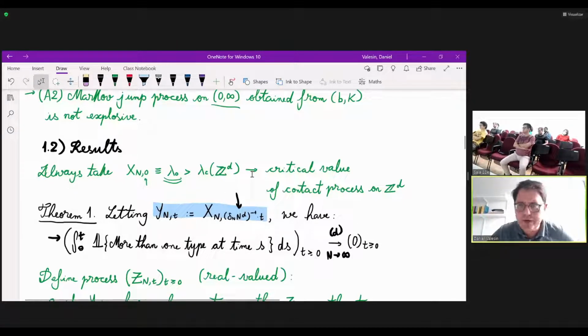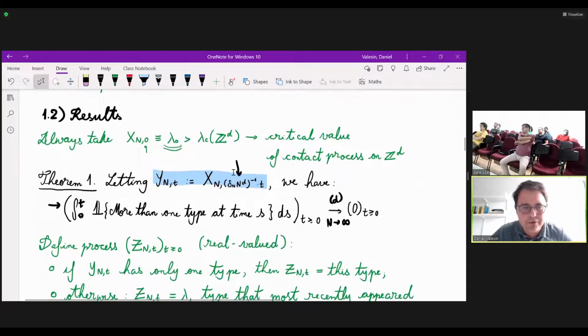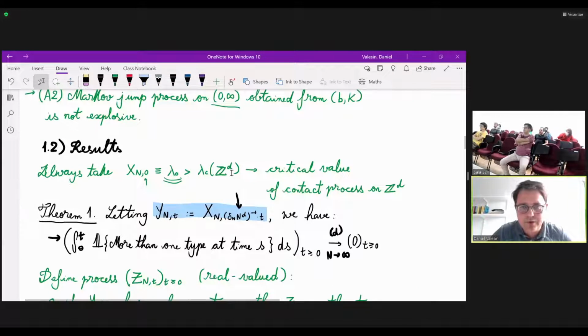So that's the first theorem. It's not particularly deep. It just follows from the assumptions. But the second theorem is going to be more interesting. So before I come with these formulas, let me more or less say what I want to do. So theorem 1 says that most of the time you don't have competition. You have a single type.